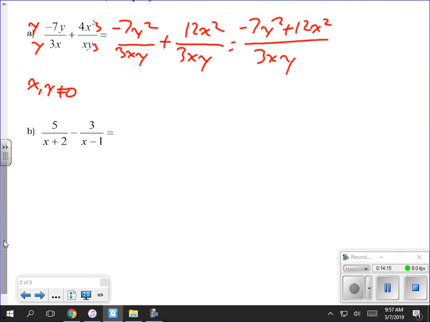Okay, second one. That gives me a little more room. A little more complicated, but not much. Now remember, we're looking for factors, things that are multiplied. When you add and subtract, it's all about things that are multiplied. So I look at this and I ask, what is in the second denominator that is not in the first denominator?